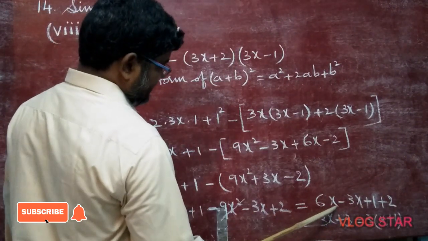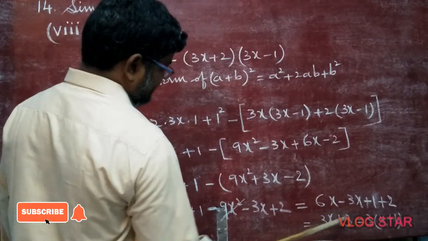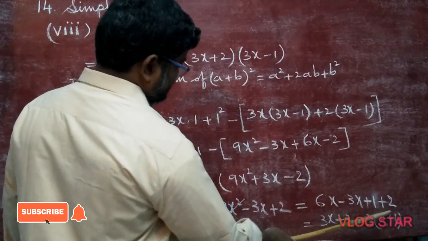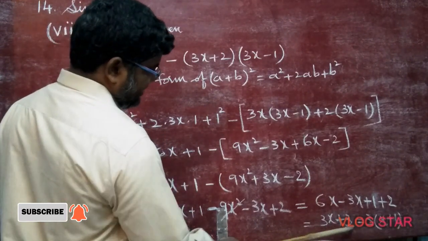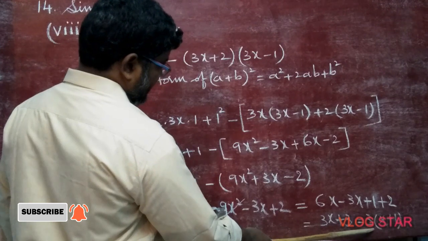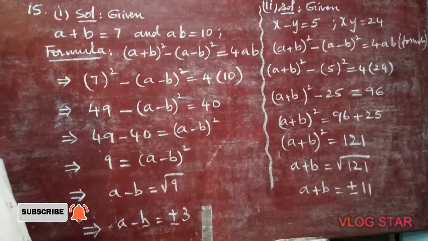Simplify. From 6x, if you subtract 3x, 3x will be there. 1 plus 2 is 3. Here 3 is common, 3 is there in both the terms. Take 3 common: 3 into x plus 1.